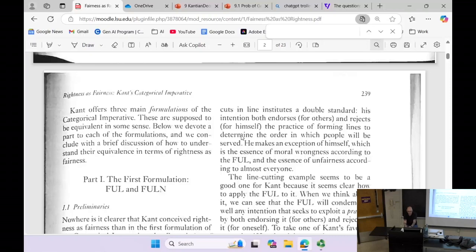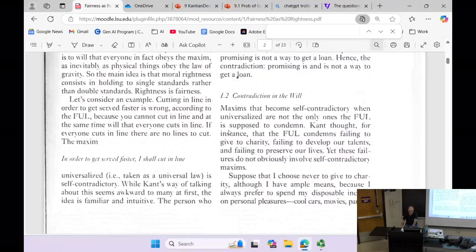He makes an exception of himself, which is the essence of moral wrongness according to the universal law formula, and the essence of unfairness according to almost everyone. Right? Double standards are a pretty common understanding of fairness. If I said everybody with brown hair gets an A, and nobody else gets an A if you don't have brown hair, there's double standards in there, right? Unfairness is being instituted as a policy. So the first answer there, you needed some version of this.